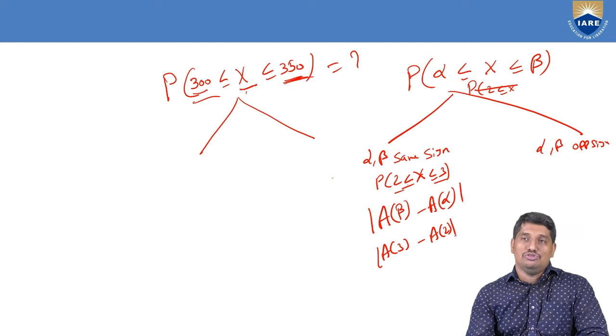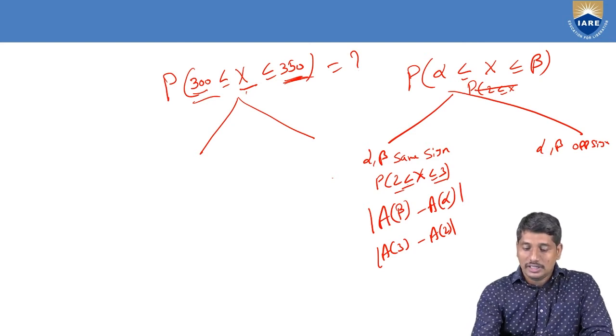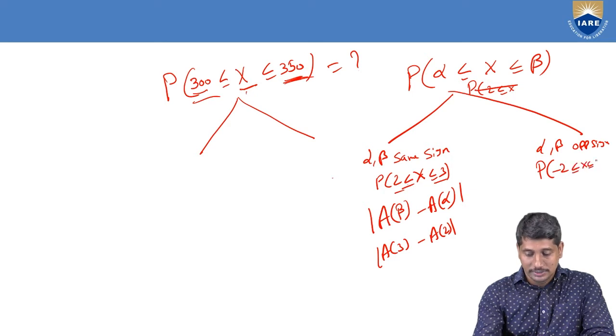Taking absolute. And when the signs are opposite, that is when we have minus 2 less than x less than 3.